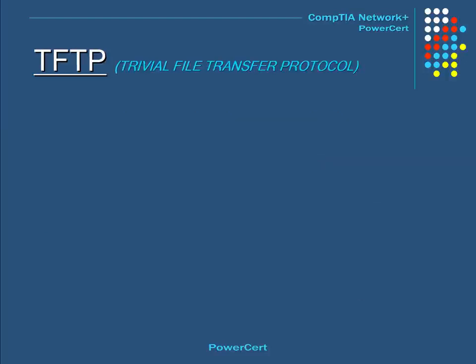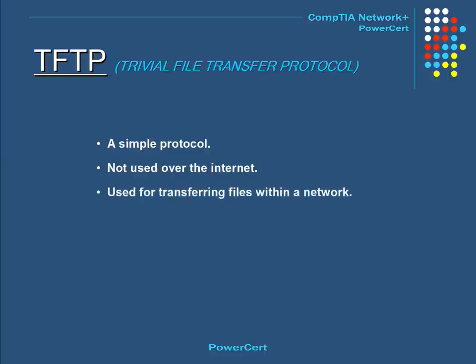TFTP stands for Trivial File Transfer Protocol, and this is a very simple transfer protocol. It is not used to transfer files over the internet like FTP does. It's mainly used for transferring files within the same network, and it does not provide any security during the transfer. And unlike FTP, which uses the TCP protocol for file transfer, TFTP is a connectionless protocol that uses UDP as its transfer protocol.